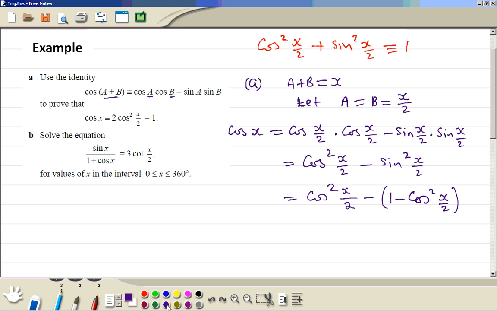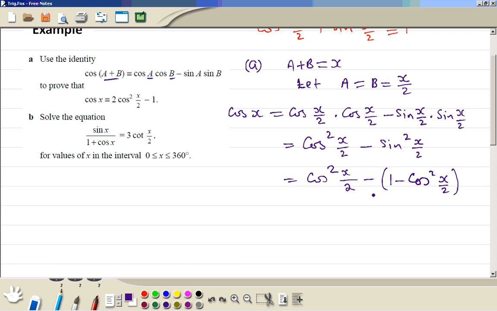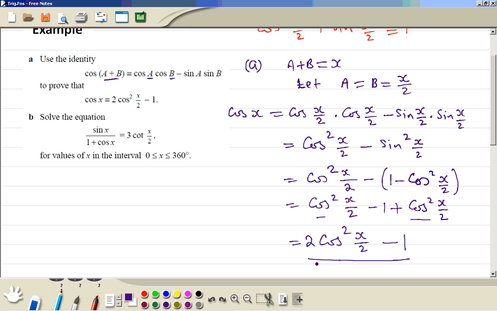Then open this bracket, so you get cosine squared x over 2 minus 1, and minus, minus makes a plus. So combine these two terms together, and you get 2 cosine squared x over 2 minus 1, as required in the question. Now do B.